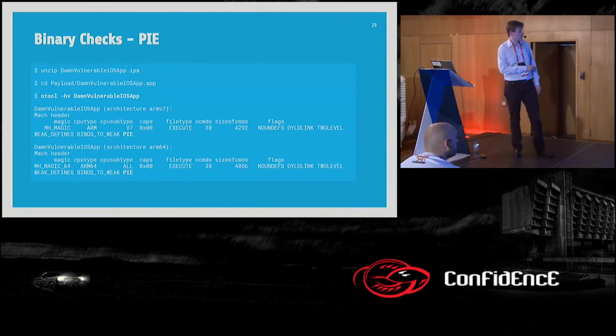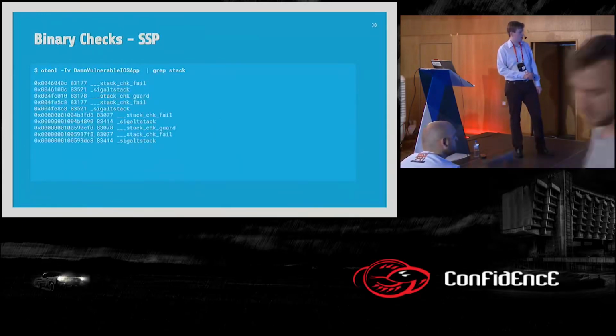By the way, this is how you do it: unzip the IPA file. I'll use Damn Vulnerable iOS Application here. You can download it from the internet, and you can train your skills on it, basically. You go to the directory, and then you use the otool, and it gives you, this is a fat binary, so you can see that you have one output for architecture ARMv7, one CPU, and a second one for ARM64. And here is the PIE flag, so all is good. We have PIE enabled, fine.